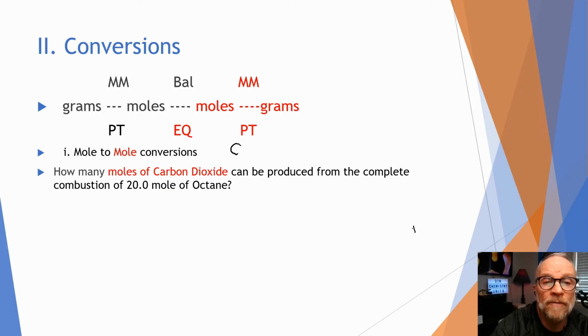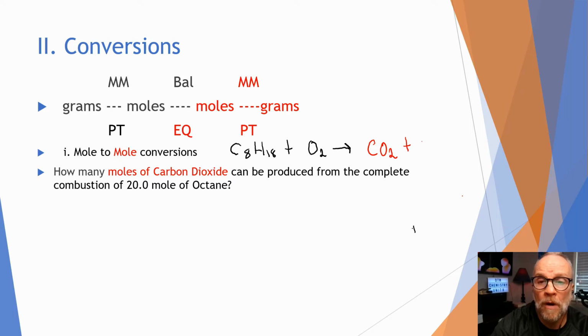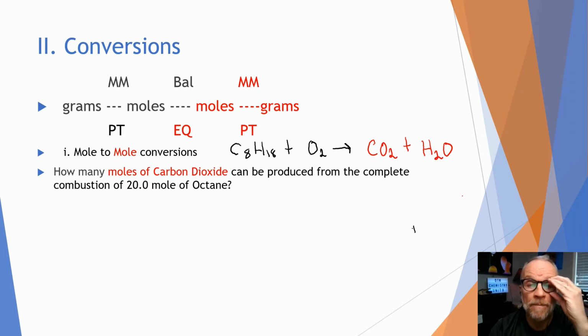So we've got octane first, C8H18, and to combust anything, you need oxygen. And it tells us that we're going to produce carbon dioxide, and our other product is always going to be water in a combustion reaction. So now we have our skeleton equation, one that is not balanced, and we will balance the equation.